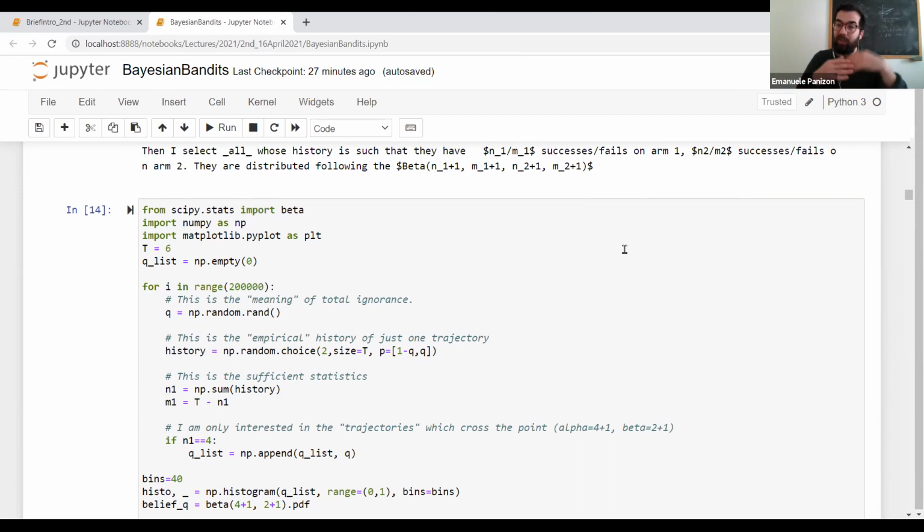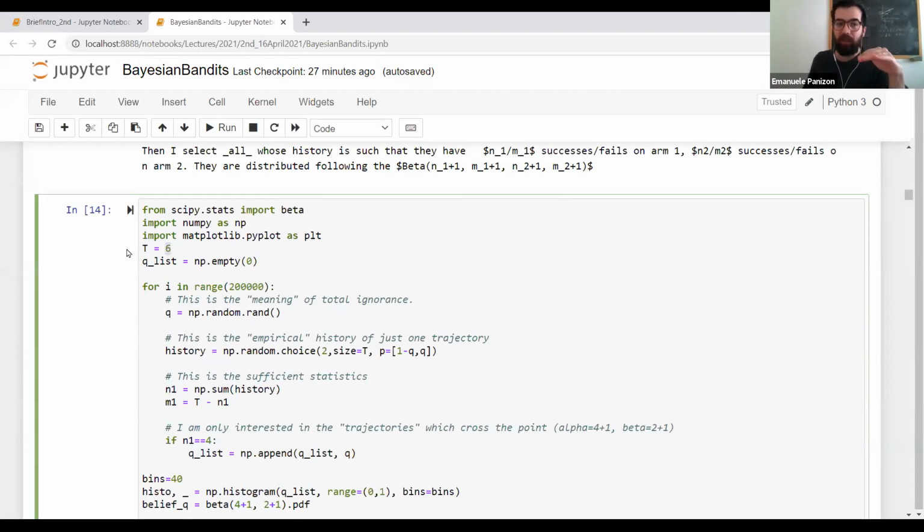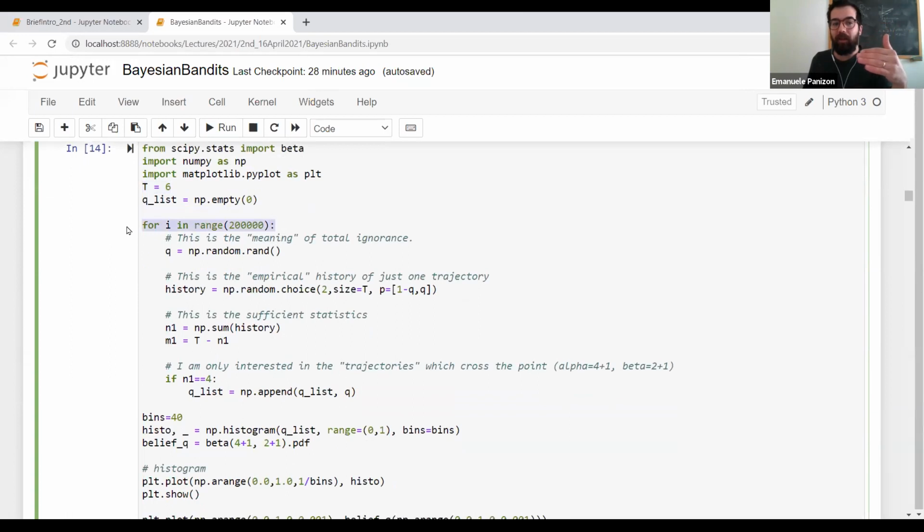Now I want to show you that it's exactly the same thing if you do a proper trajectory with given states. If you have questions, please ask. I'm doing it the other way around. I will take all the histories with 6 steps, and let's take 200,000 randomly chosen states. So for 200 times, I take one particular point in my state space uniformly.